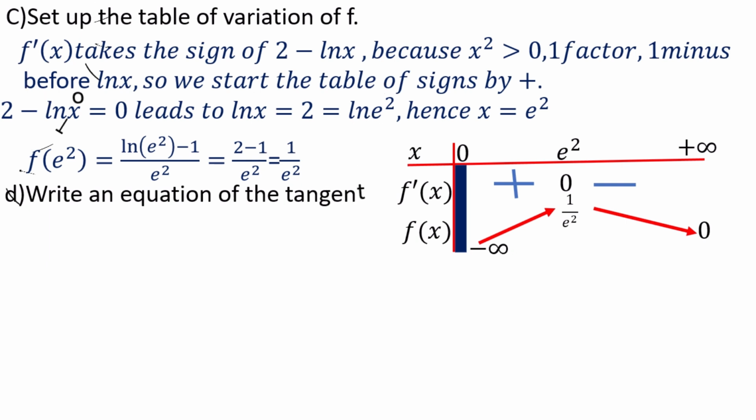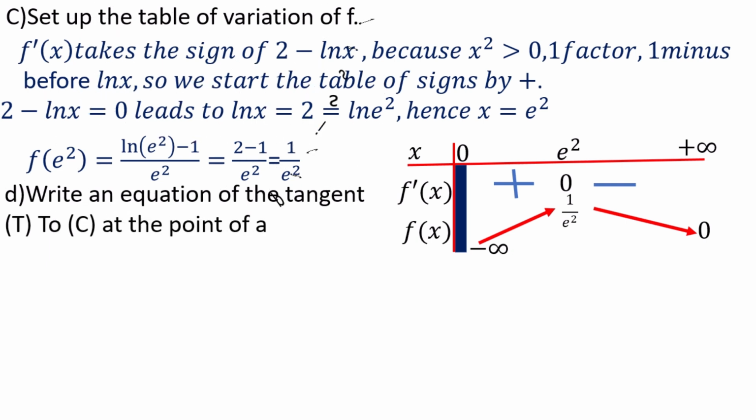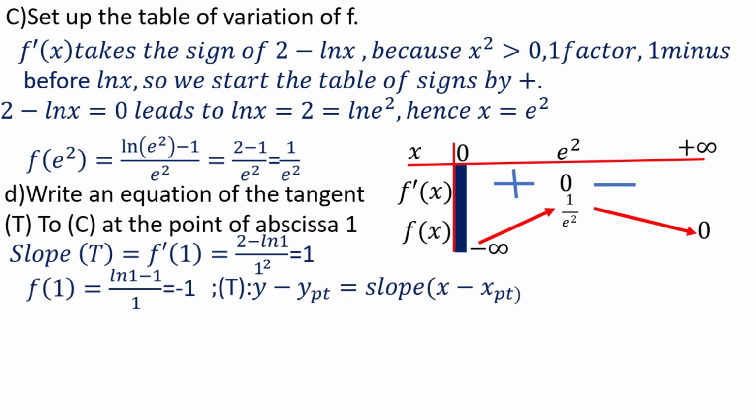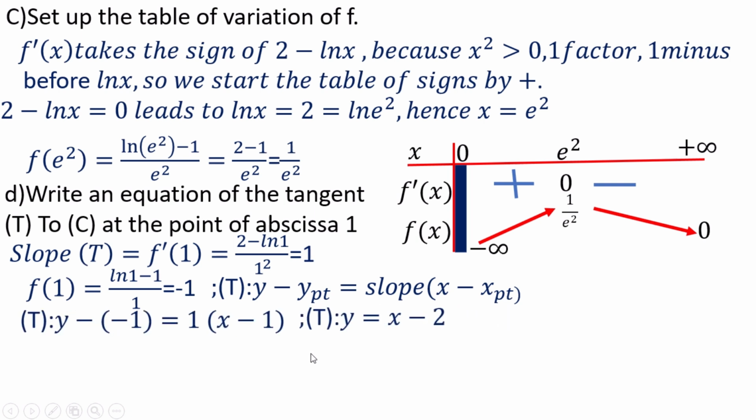Write an equation of the tangent t to c at the point of abscissa 1. The slope of this tangent is f prime of 1. We calculate f prime of 1. This is 1. The equation of the tangent is y minus y point equals slope times (x minus x point). y point equals minus 1. It is f of 1 because the point belongs to the curve. Substitute. We get the equation of t: y equals x minus 2.